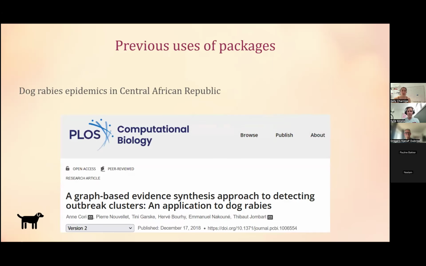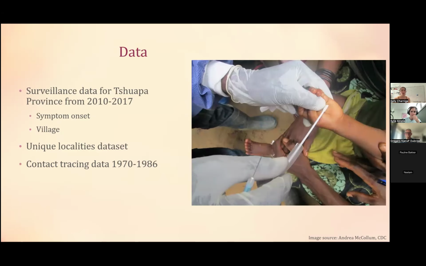Okay, so this package was first developed in an application that had to do with dog rabies in Central African Republic, and here's the paper for that. And I'm happy to put any of the links in the chat.